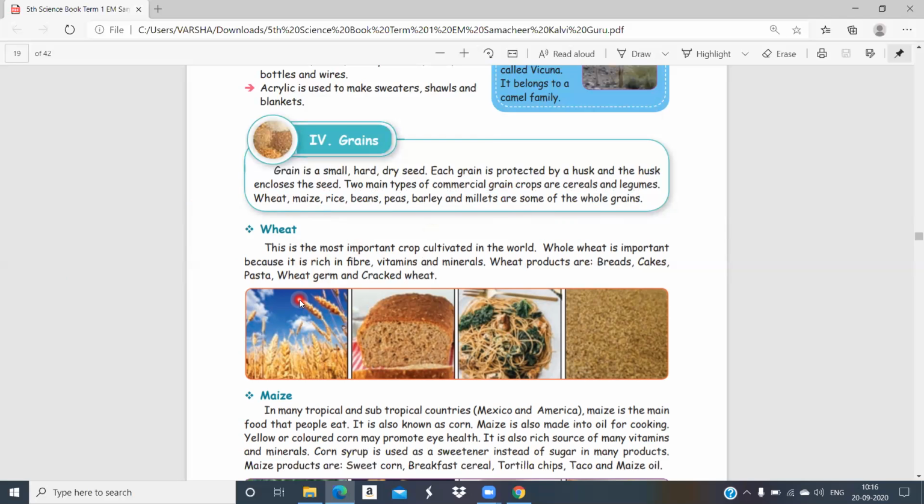Whole wheat is important because it is rich in fibers, vitamins, and minerals. Wheat products are breads, cakes, pasta, wheat germs, and cracked wheat. Wheat is cultivated all over the world, and whole wheat is rich in fibers, vitamins, and minerals.